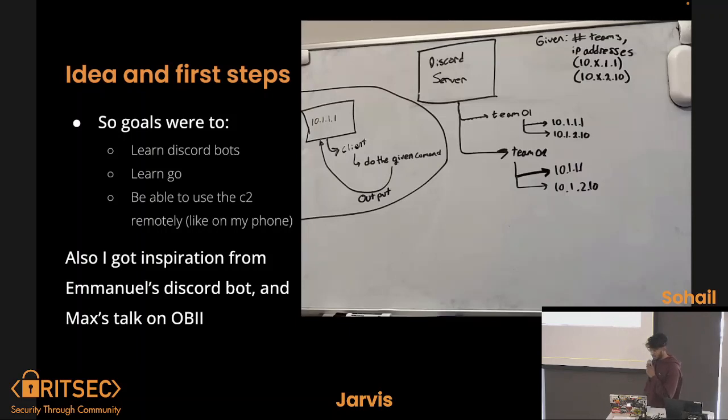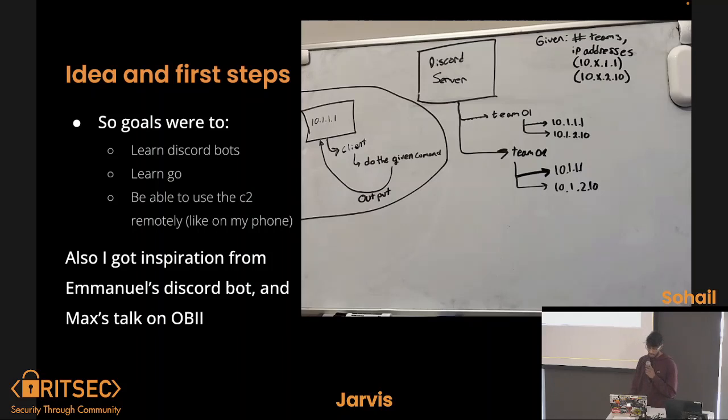So the idea was that it would set up a Discord server, and each team would be in a separate category and have a separate text channel for each IP of that team. And it would do this given the number of teams and the number of different IPs, with X labeled as the team number.